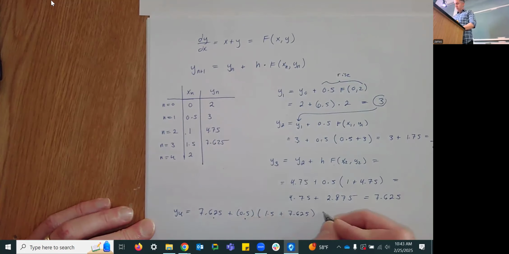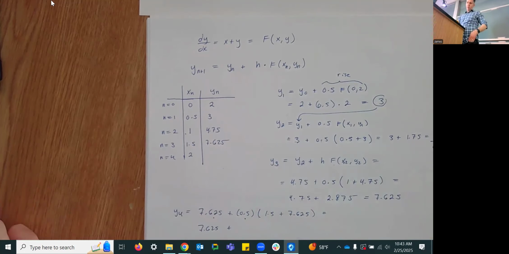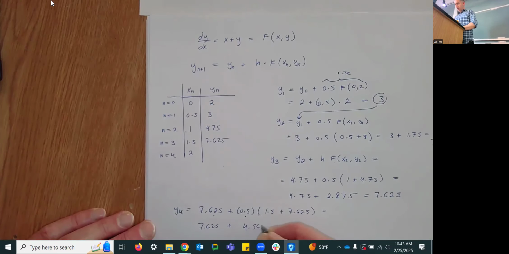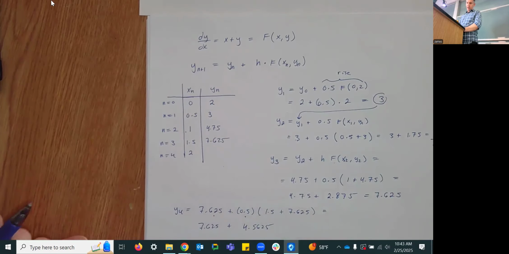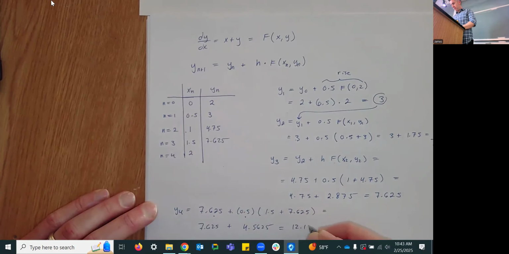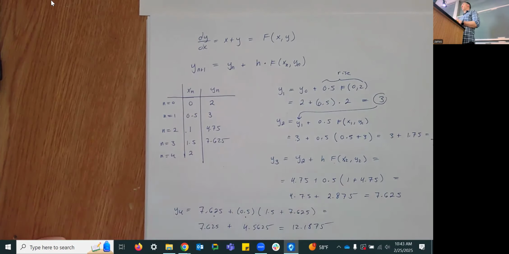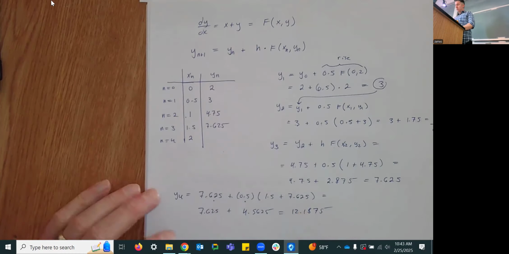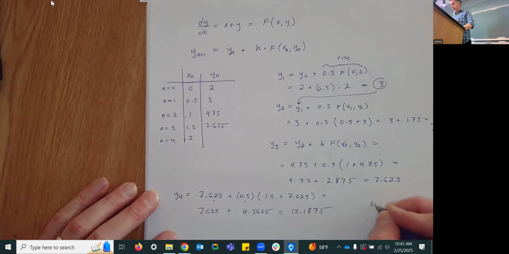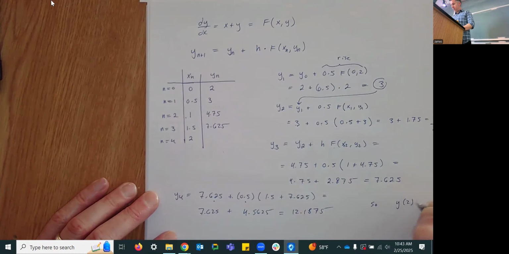So we're going to get, let's see, that's going to be 7.625 plus, let me just do the math here, 1.5 plus 7.625 divided by 2, so that's going to be 4.5625. If we add 7.625, we're going to get 12.1875. And what we're saying with this value is that this is approximately equal to y of 2. So y of 2 is approximately 12.1875.